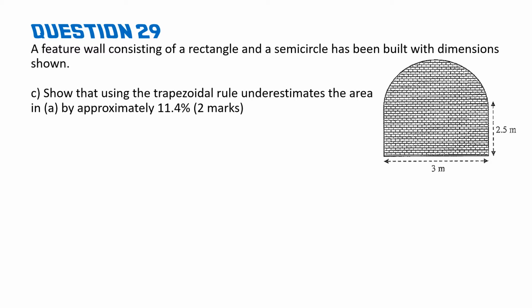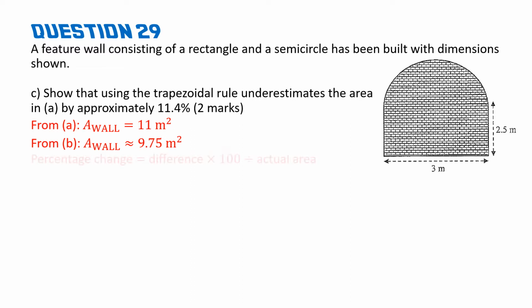So now in part C, we want to show that we underestimated it by approximately 11.4%. Well, we know from part A the area of the wall was in fact 11 square metres. Part B we approximated at 9.75 metres, so now we want to work out if that is roughly underestimated by 11.4%. How do we do that?